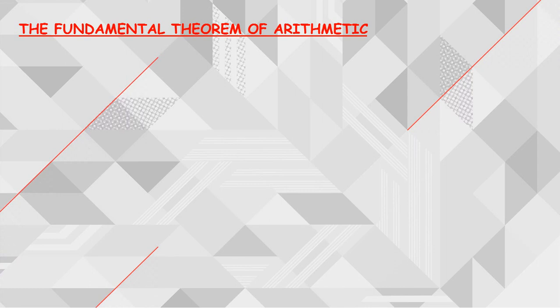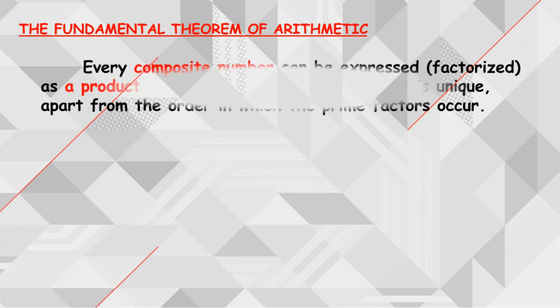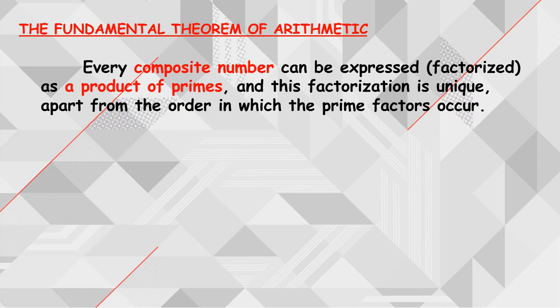On the other side, we have a composite number. What is meant by a composite number? If a number has more than two factors, then we call such a number a composite number. For these composite numbers we have the fundamental theorem of arithmetic. Let us see what it states. Every composite number can be expressed, that is, factorized, as a product of primes, and this factorization is unique, apart from the order in which the prime factors occur.